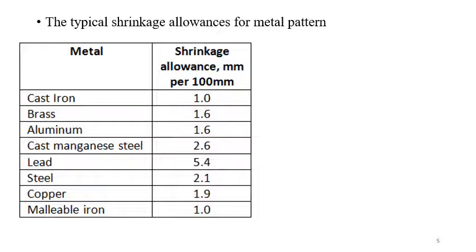You can see that 1 is the minimum value. For example, cast iron is 1 and malleable iron is 1. The maximum value, by which the liquid metal shrinks at the time of solidification, is 5.4, and the material is lead. The remaining are almost all 1.5, 1.6, 1.2 in between. Lead shrinks the most at the time of solidification, and cast iron and malleable iron shrink the least.